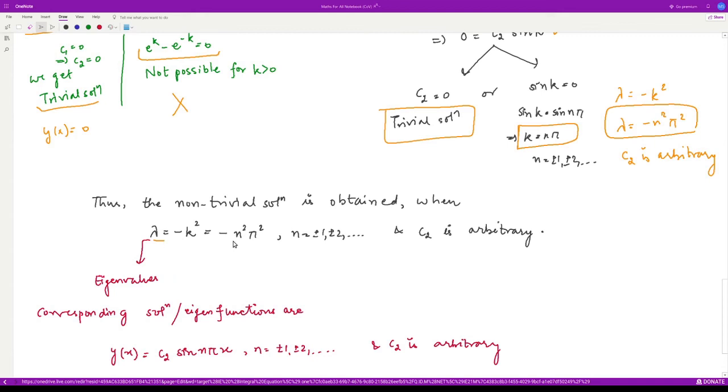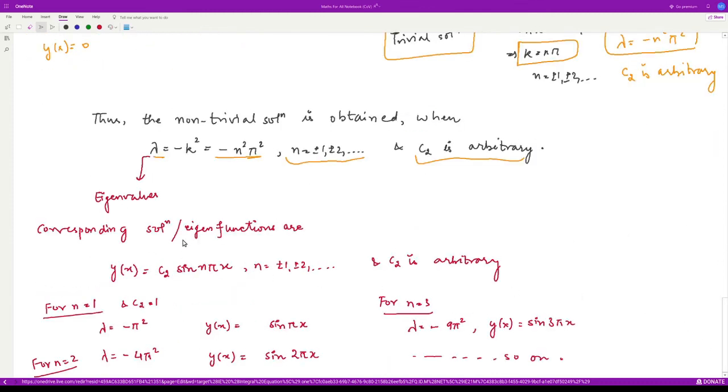That means we have minus n square pi square, where n is any integer, right? Not equal to 0. It could be 0 also, but if it is 0, we have the trivial solution, and c2 is arbitrary. Therefore, the solutions which are known as the eigenfunctions become c2 sine n pi x.